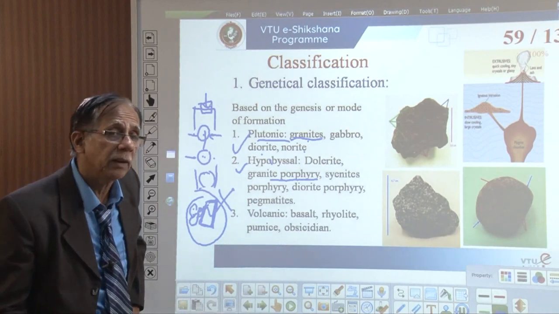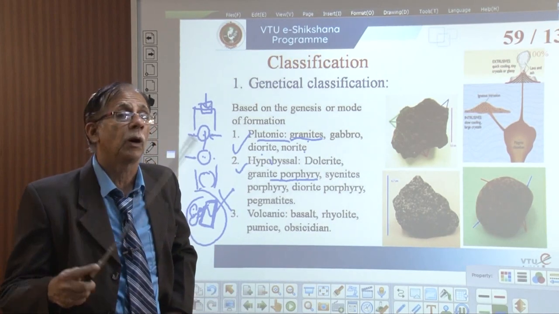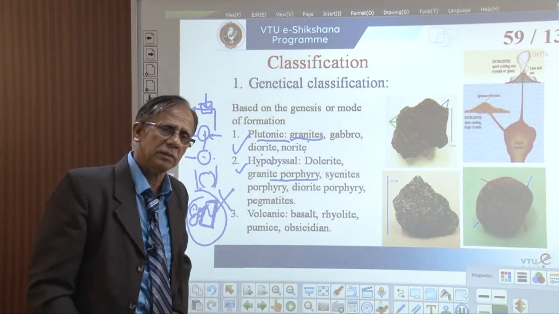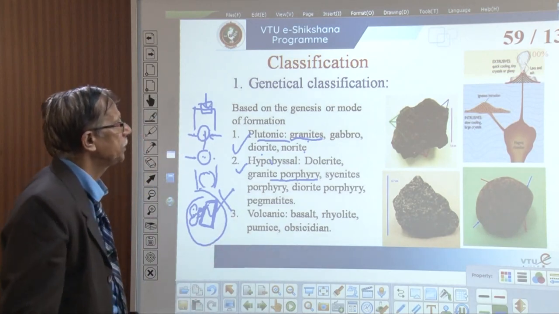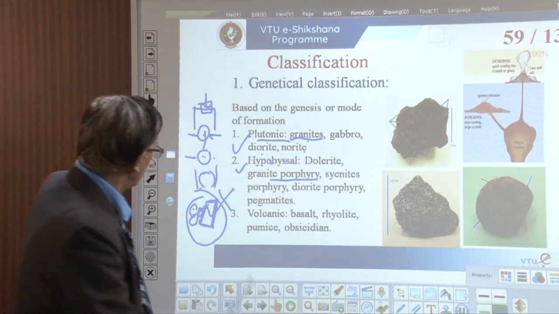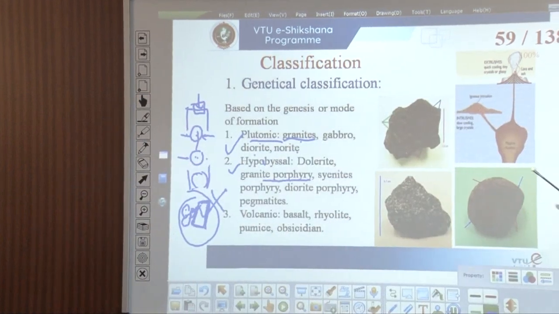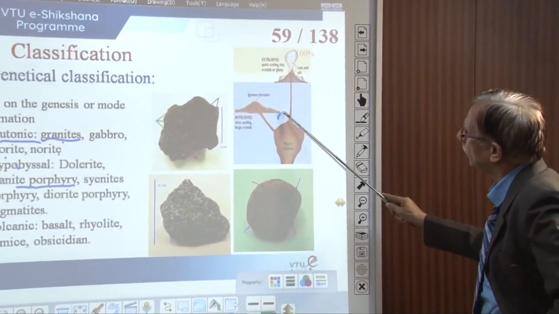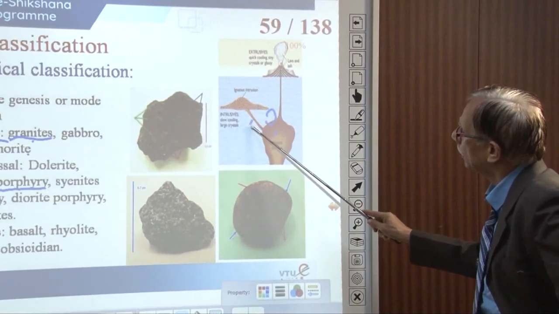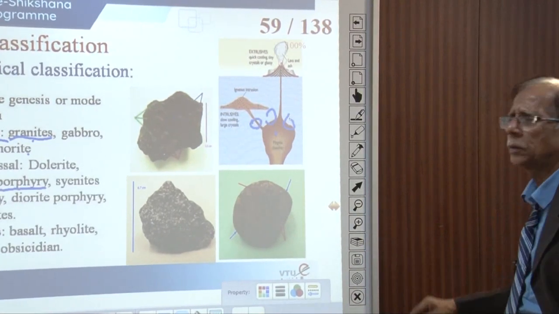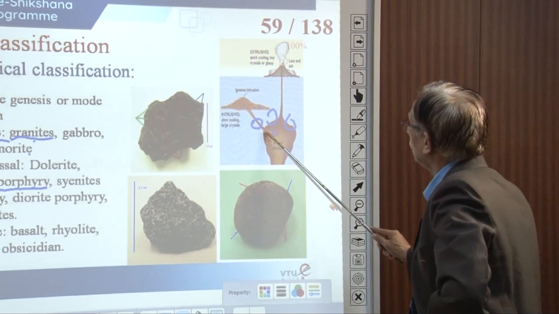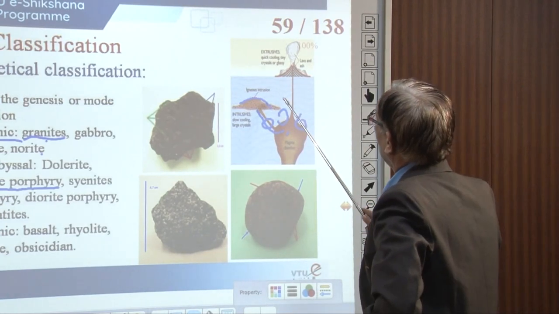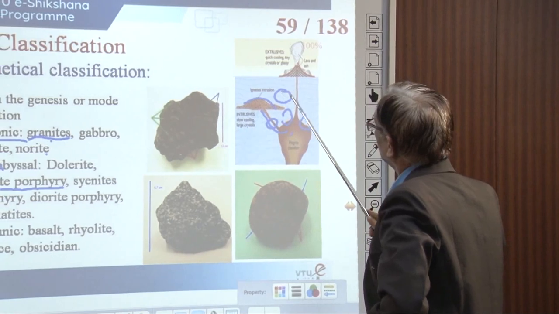However, minutely crystalline, I have said, they can be of some limited use in our construction activity. Friends, you find this kind of classification is somewhat important. Now, I have sketched here. This is a magma. If they solidify here or somewhere here, it is a plutonic condition only. If they are squeezed out to an intermediate depth, or even a much more shallow depth, we call them hypabasal.